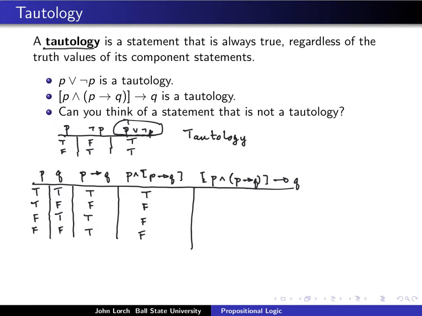All right, now we're in the final column, which is the statement that we're interested in. And remember, this is an implication. And the only way it can be false is when this thing is true and Q is false. So that's the only way that this statement can be false.